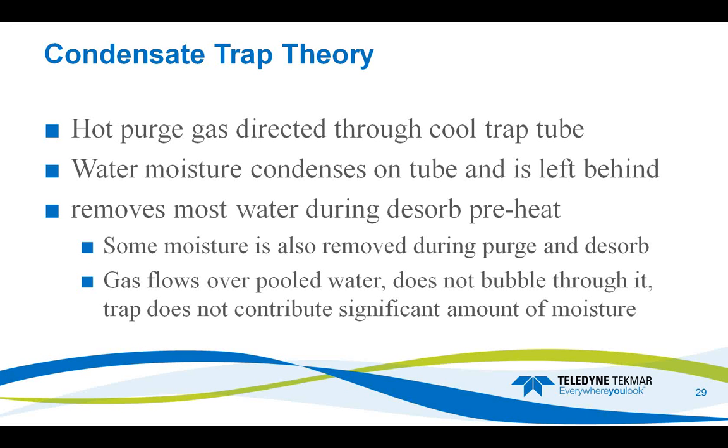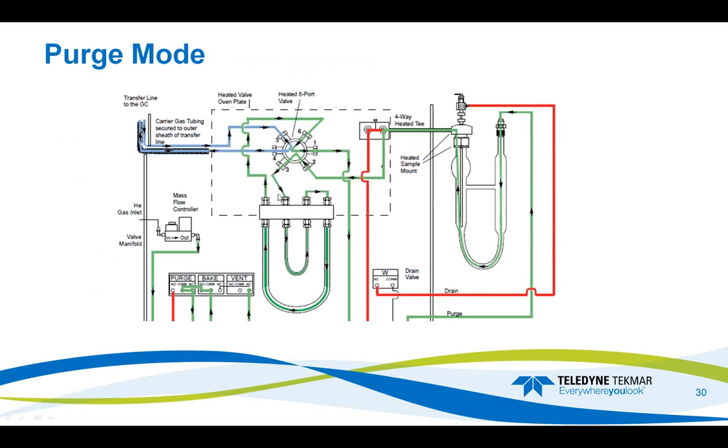And so we see here that during purge mode, we're running our gas through our condensate trap here first, then through our analytical trap. So ideally, we're getting some moisture removal before we ever go on the trap at all, and that's going to help reduce the amount of moisture we put onto the trap. And then later, we'll see that we're also still flowing through that condensate trap. During our desorb preheat mode, we're open to it, and then during desorb, we're going through that condensate trap. So we're always getting opportunities to remove water with our condensate trap.